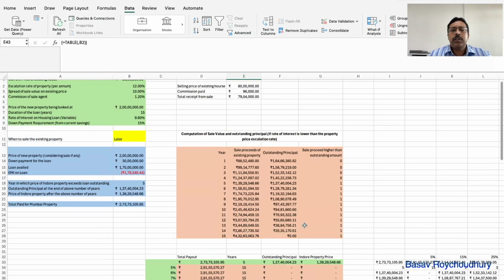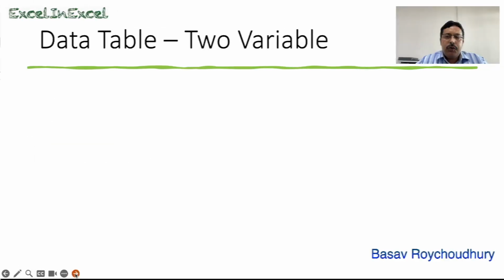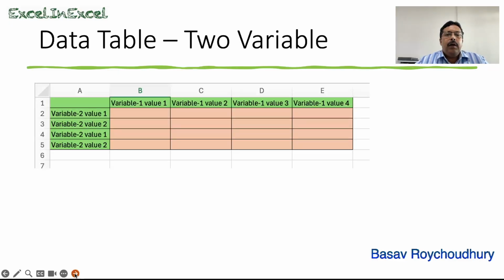So now let's look at how we can use a two variable data table. In a two variable data table, note that we only have the green region where we can put our own values. Now therefore, since I have two variables, I call it variable 1 value 1, variable 1 value 2, variable 1 value 3, variable 1 value 4. Let's say these are the prices of the property.